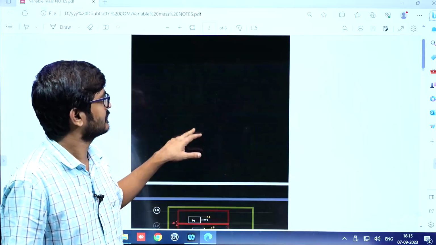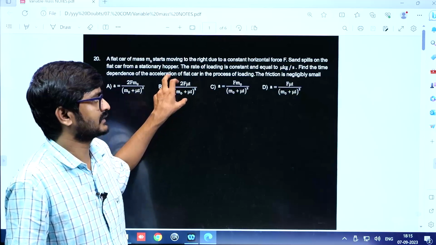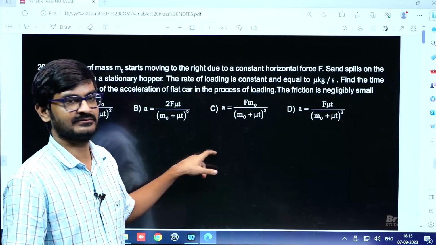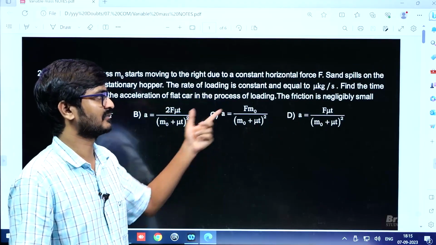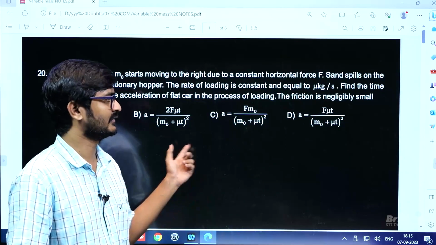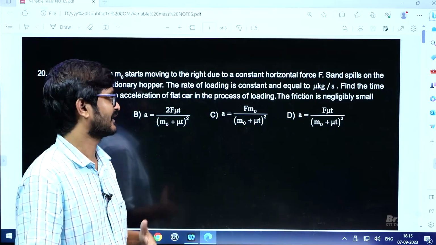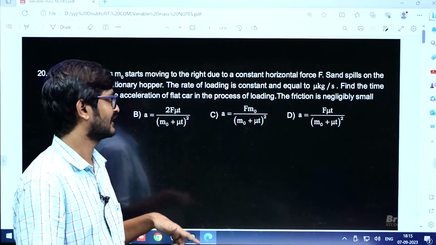So that's the idea. But someone was telling me about this thing, like you can substitute mu equals 0 and you can eliminate the options.